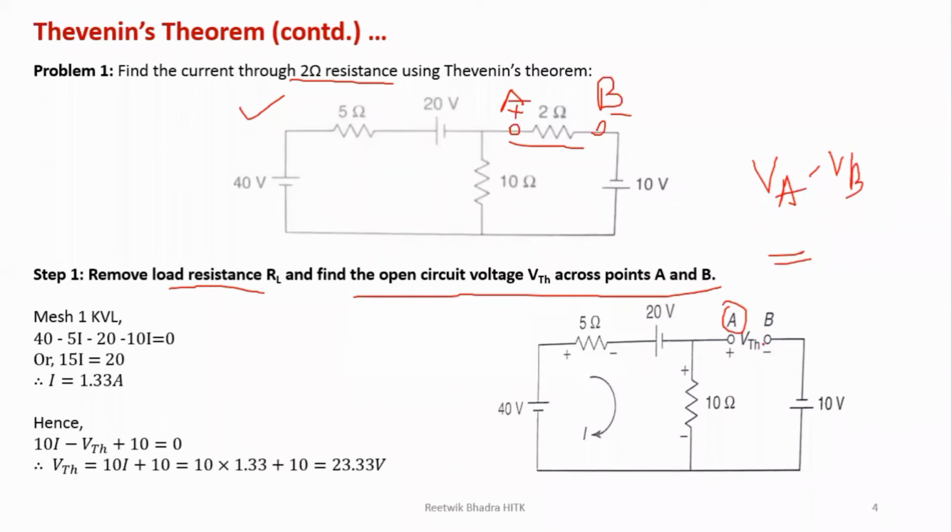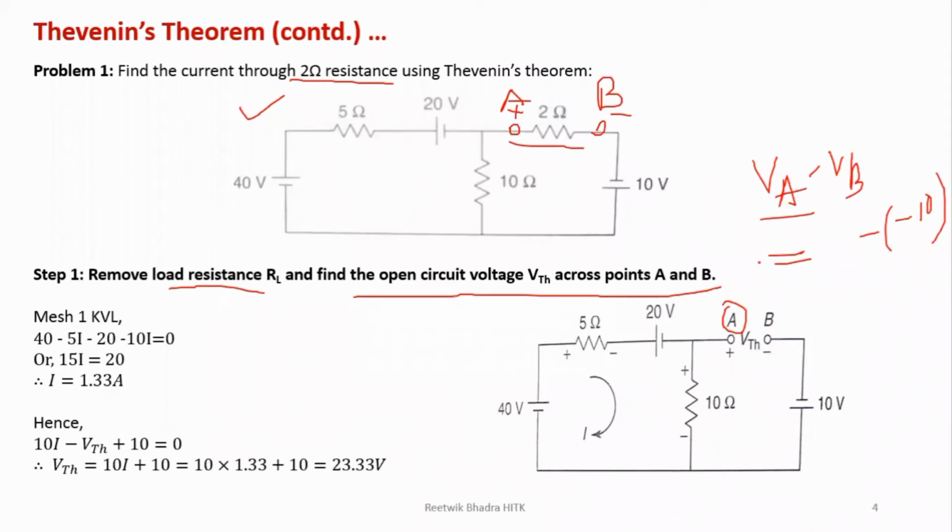Sir, will there be no voltage drop across the 10 ohm resistor? Yes, there will be. I'm coming to that, no problem. So what will be VB basically? VB, minus connected to this minus. So I can write minus 10.